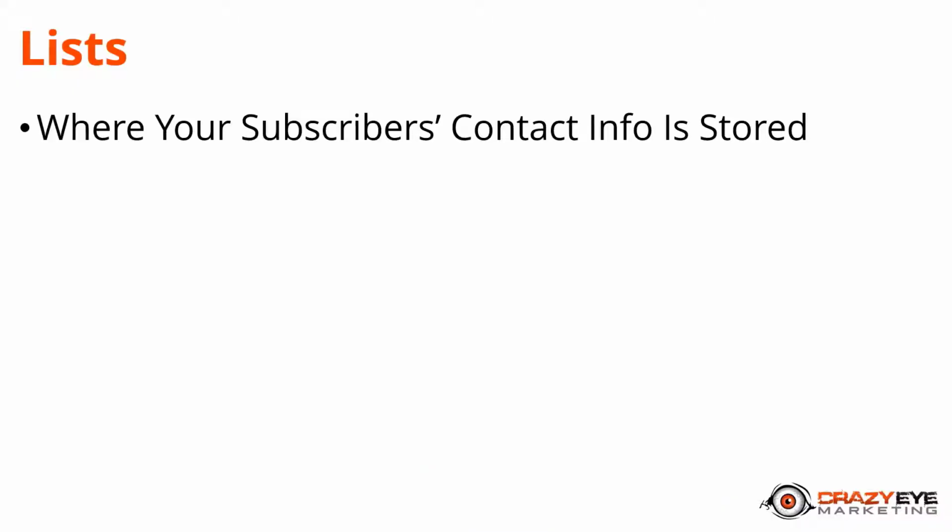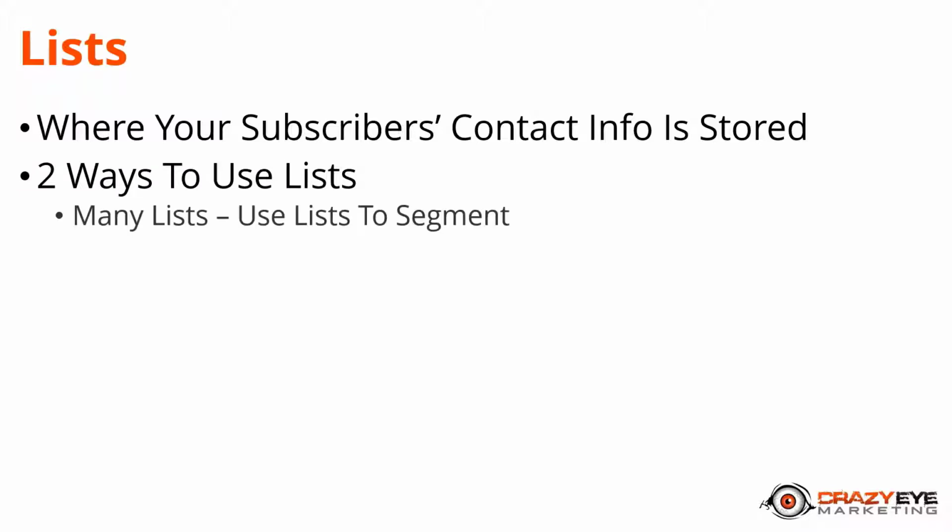Let's get into it. In this video, I want to talk about lists. So a list is where your subscribers' contact info is stored, so name, email, phone number, etc. And there's basically two ways to use lists within ActiveCampaign. The first way is to have many lists and then to use those lists to segment your subscribers.